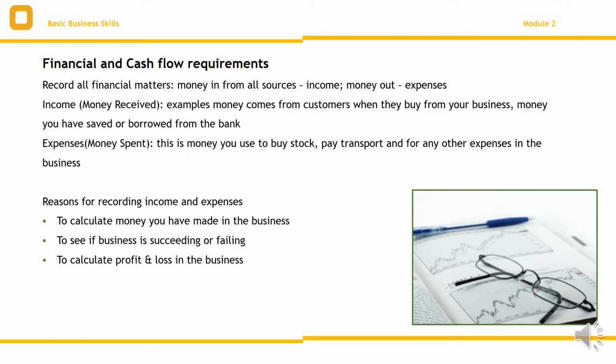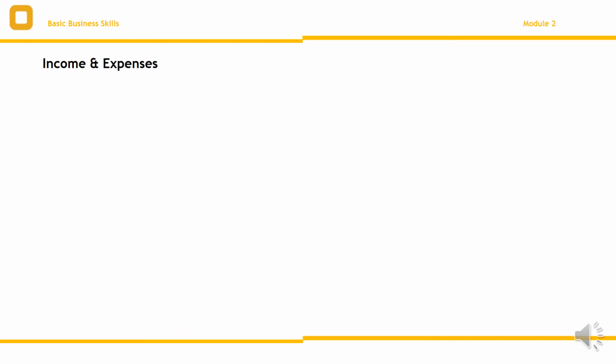So as a business owner, it's important that you record all monies that come into the business and all monies that come out of the business. This will enable you to see how much money is being made in the business. It will also assist you in seeing whether the business is succeeding or failing, and whether the business is making a profit or a loss. So it's important that you record your income and your expenses.